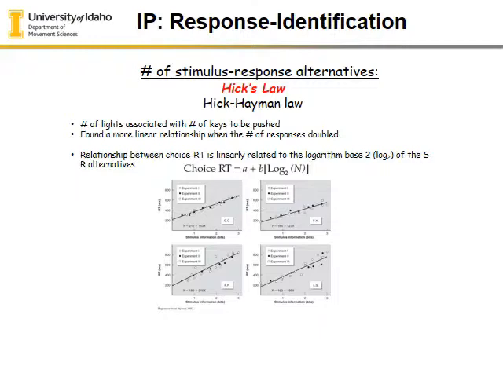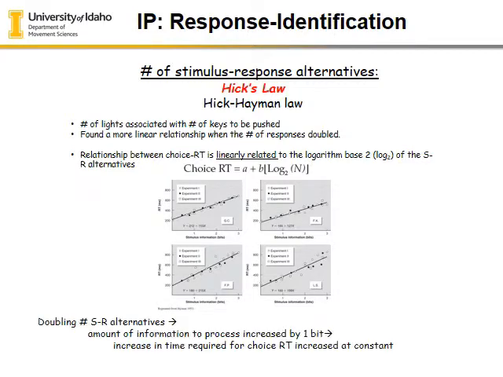These are just a couple of the experiments it's drawn from, right? There's a more linear response when the number of responses is doubled. So if we double the number of selection response alternatives, the amount of information increases by 1 bit, and the increased time required for choice reaction time is a constant. Just understand that the constant at which something increases is the slope of the line of the Hick equation, right?